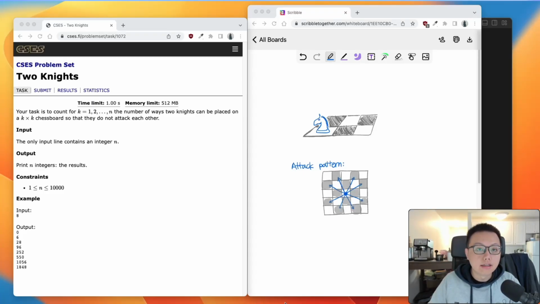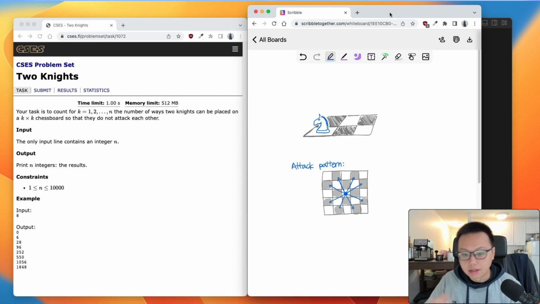Hello everyone. In this video, we are going to solve a CSES problem called Two Knights. In this problem, our task is to count, for k equals 1 to n, the number of ways two knights can be placed on a k by k chessboard so that they do not attack each other. The constraint is that n is at most 10,000. Okay, so let's start solving this problem.